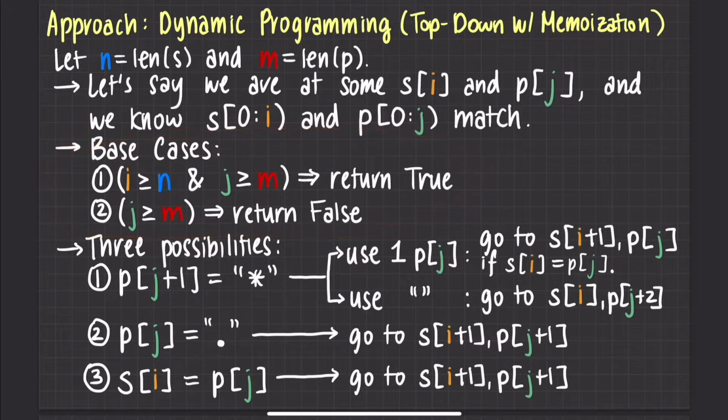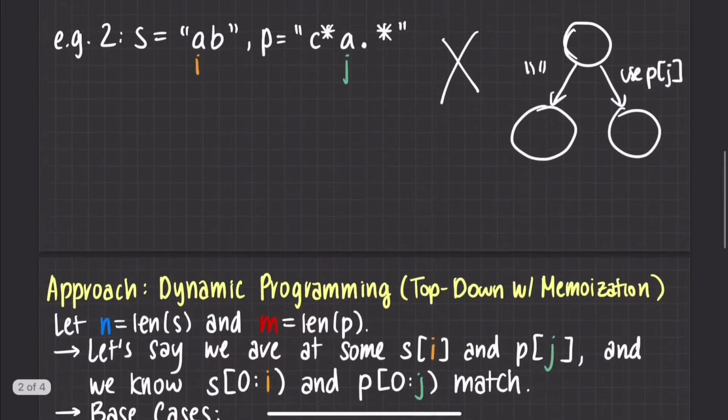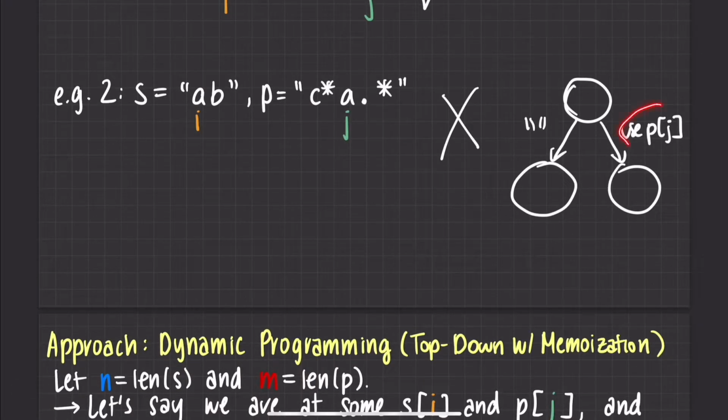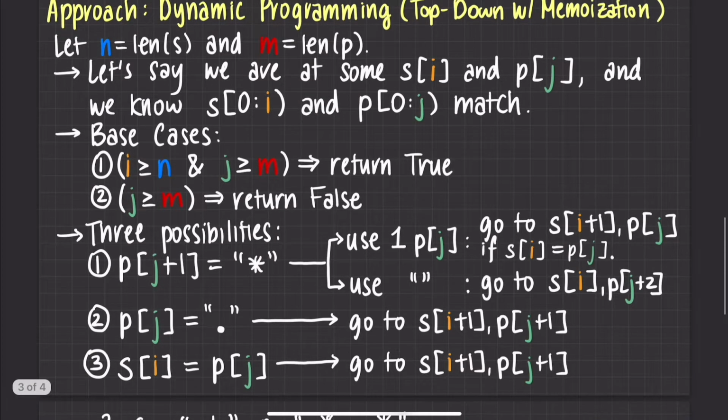And given our base cases, what are our possibilities at every single decision, at every single ij node in our decision tree? Well, there are three possibilities. The first is if the term we're currently at, pj, is accompanied by a star. In this case, as we've described above, we can either use pj or just don't use it at all, right? So we can use one of the PJ, meaning that if we were at some A star, then we're just going to add a single A to our current string.